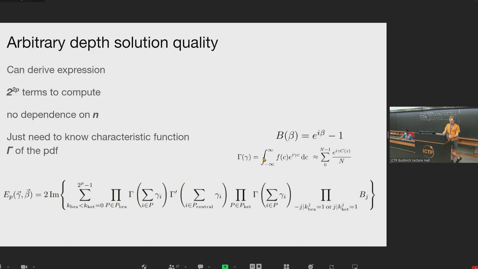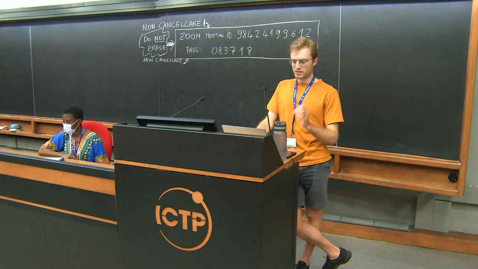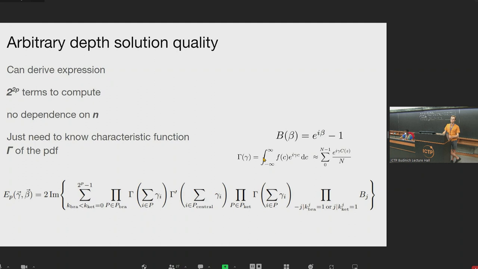There isn't enough time to explain all the notation here, but we have 2 to the p terms to evaluate here, and you can write a Python script to evaluate this function. And it simply depends on the characteristic function of our problem.